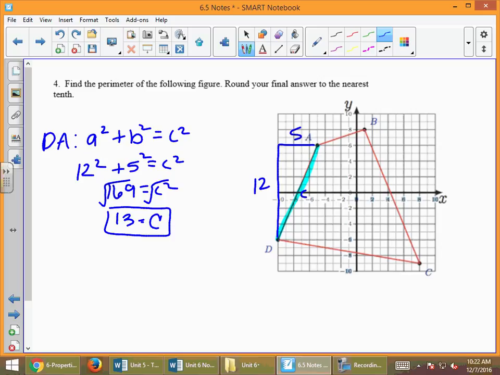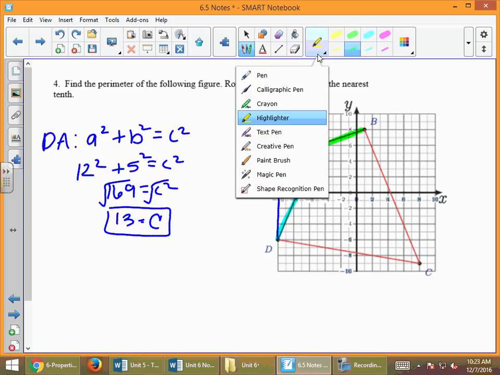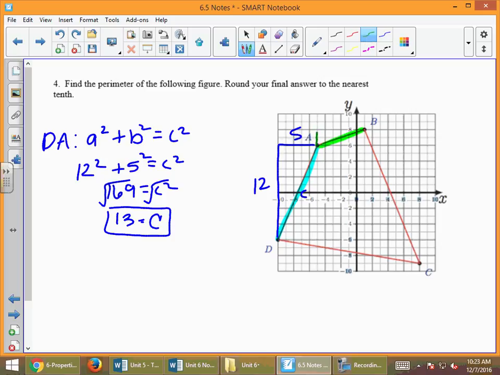Repeat the same process for all the other sides. Let's find this side next. AB. So make your right triangle. Count your legs. Use it to count. This one's 2. And this one is what? 6. Okay. Plug those legs in the Pythagorean theorem. 2 squared plus 6 squared. What's 2 squared plus 6 squared? 40.